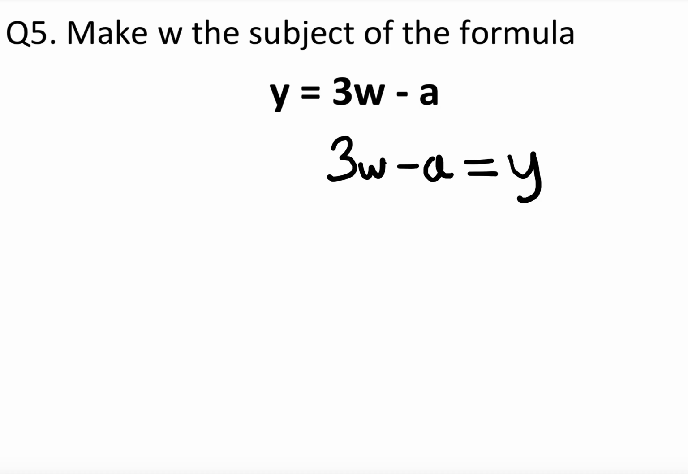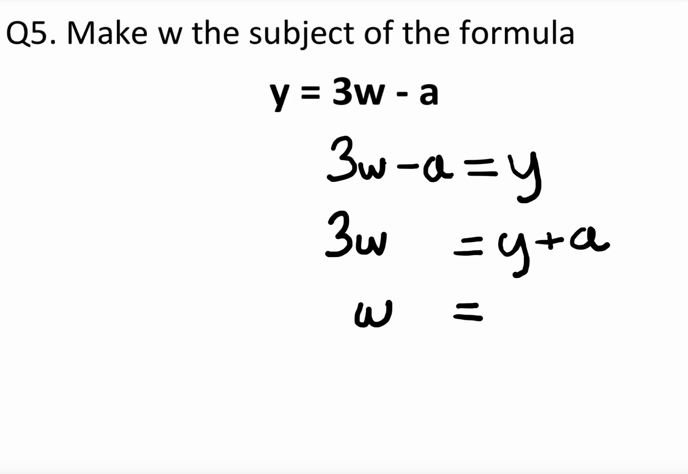Now it's just going through the steps again. 3W, let's get rid of the A, put it the other side, equals Y. If I take A away from this side, I need to add it to the other side, plus A. We're nearly there. Now we've got 3W. If we divide that by 3, we get rid of the 3. So we need to divide the other side by 3.